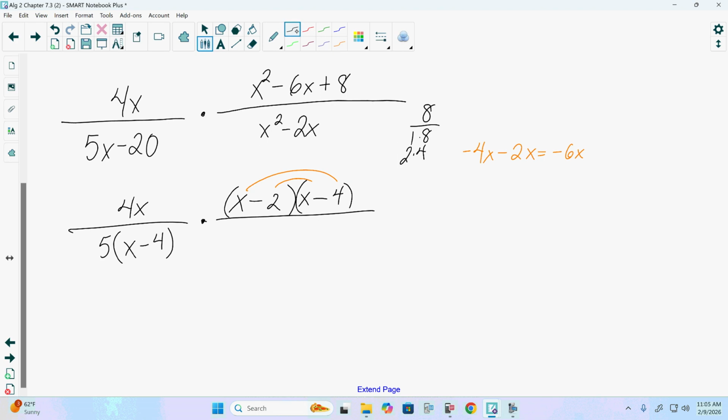Now that leads us to our last expression to factor, x squared minus 2x. And there is a greatest common factor of x in common with those two there. So if we factor the x out of x squared, we get x. Factor the x out of 2x, we get 2.